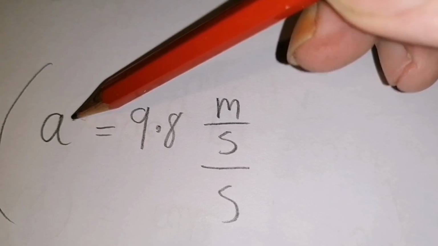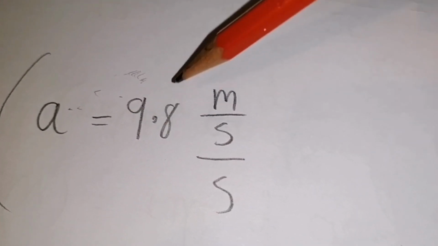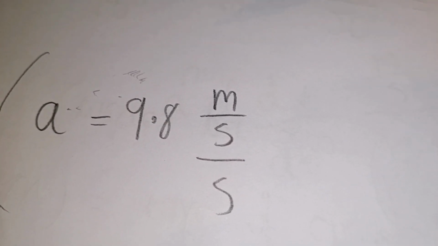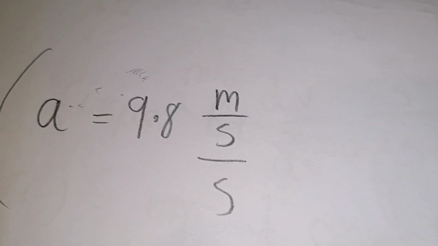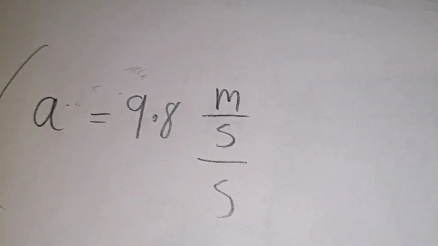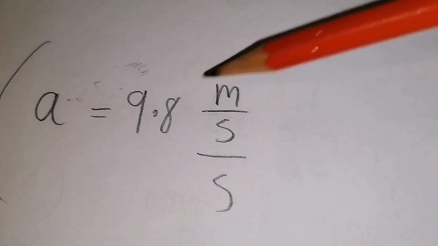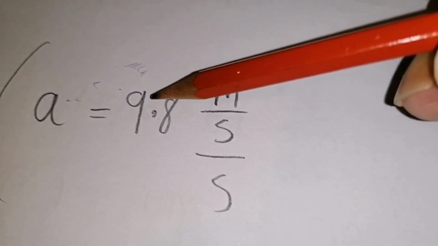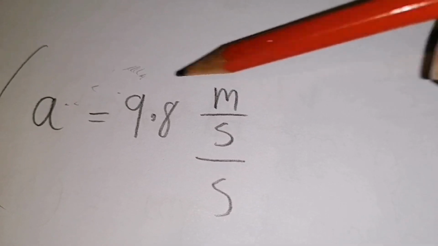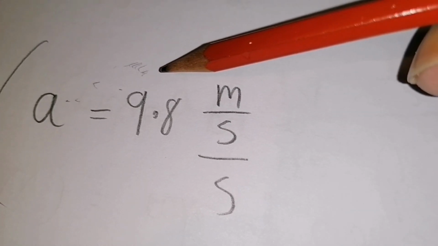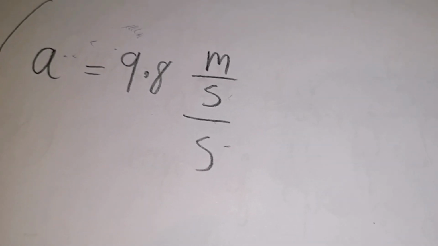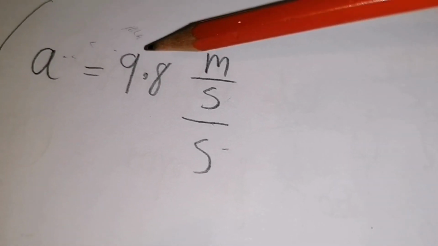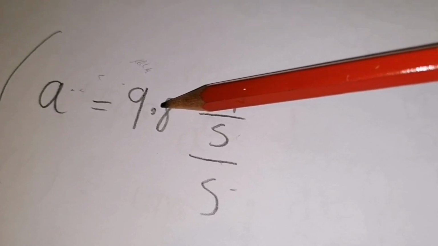So acceleration is equal to that number. That's for gravity. It could be anything. It could be 20 meters per second. It could be 100 meters per second. But all it's saying is that's your unit of meters per second, and for every 1 second, your velocity increases by this.